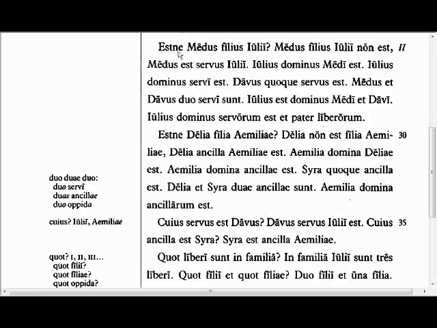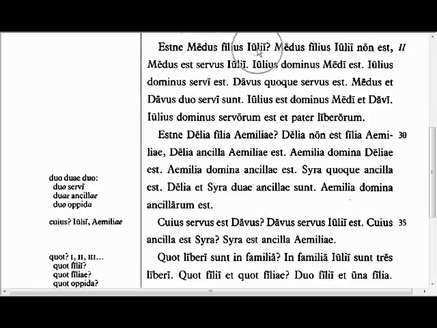Estne, we see the enclitic ne here. We already learned earlier that just makes this into a question. Estne is not a new word. It just means is, question mark, because the Romans didn't have a question mark in their writing. They just had this little ne enclitic that they added to the first word. So estne Medus filius Julii. Is Medus the son of Julius?